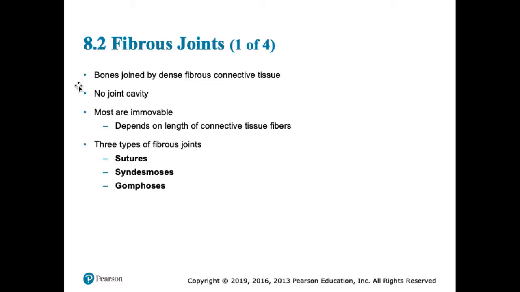So the fibrous joints: bones are joined by dense fibrous connective tissue where there's no joint cavity. Most are immovable when we're talking about these fibrous joints. It really depends on the length of the connective tissue fibers, so there might be some that are movable. This is why I said just a minute ago that we use the structural classification as opposed to whether it can move, because some can, it really depends. So in this case, most are immovable, but there are some that are. The three types of fibrous joints are sutures, the syndesmoses, and the gomphoses.